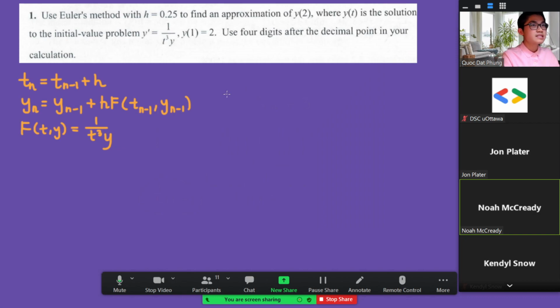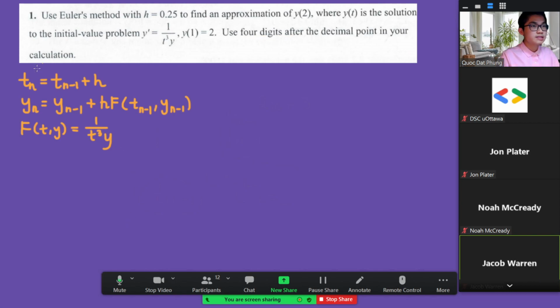So this question says, use Euler's method with h equal to 0.25 to find the approximation of y(2), where y(t) is the solution to the initial value problem. And this is the y prime. This is the initial value, y(1) is equal to 2, and we can round it to 4 decimals.